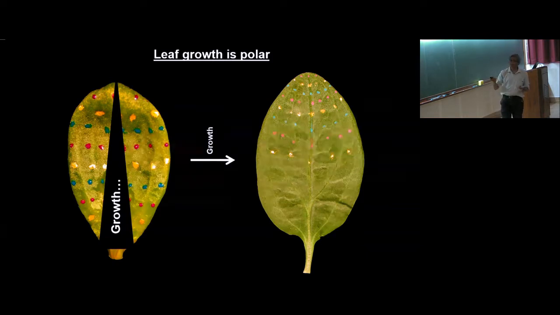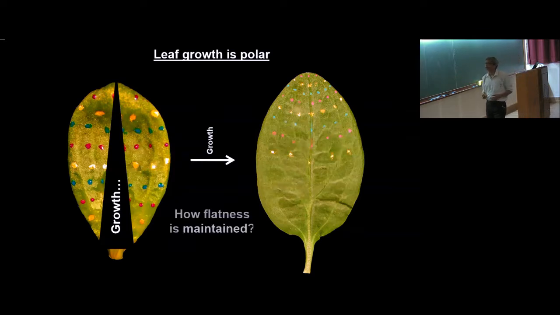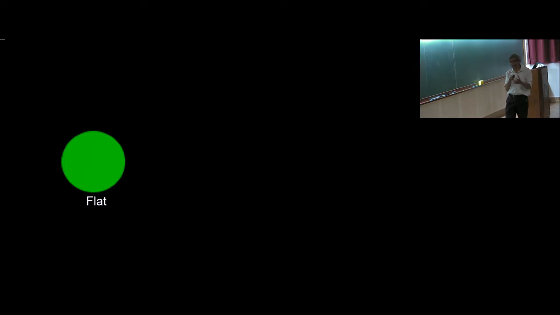So the question is how the flatness of the leaf is maintained, even though the leaves are so big and growing from a very small area to a huge area. I can explain with a cartoon. Consider this is a leaf which is flat and very small and is growing in the planar axis, and it can maintain the flatness as long as it is growing uniformly. So that is, different regions are growing uniformly.